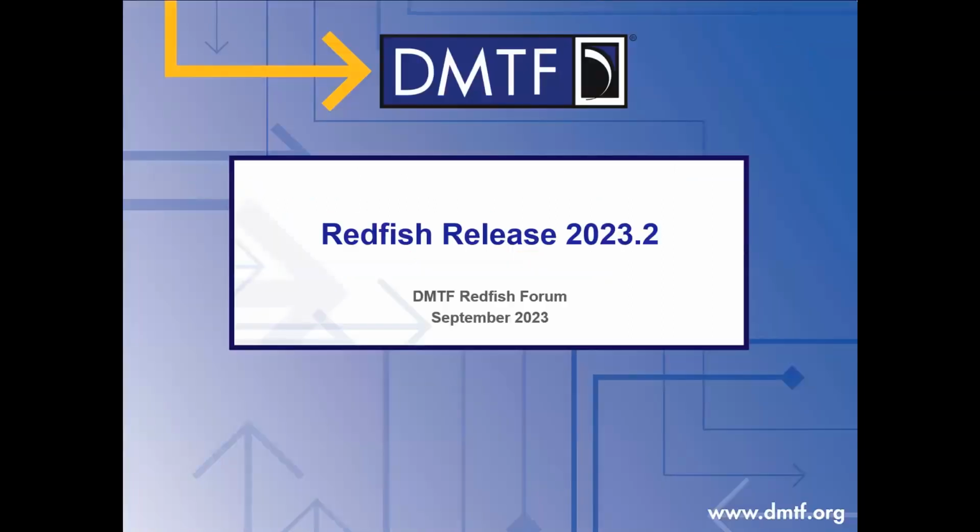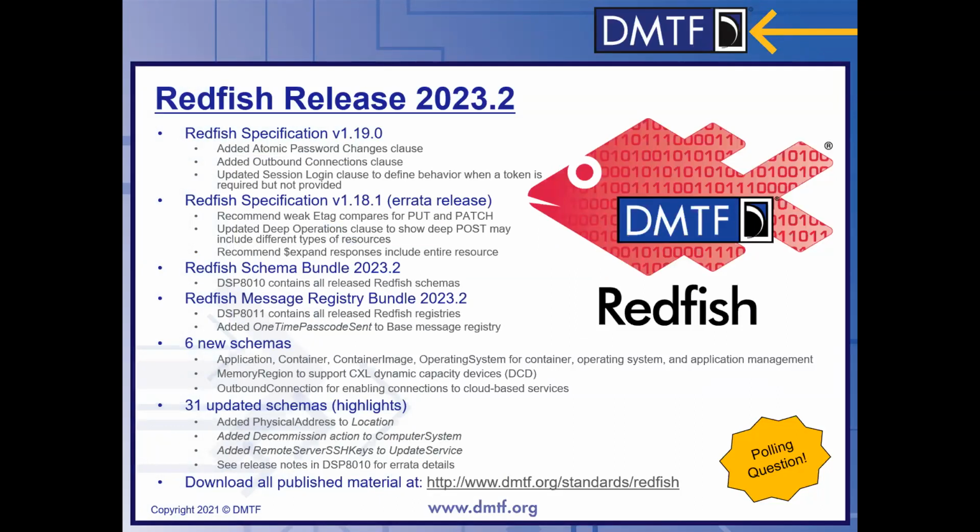We'll jump right into the material for what came out with the 2023.2 release. As general highlights, we published a new minor version of the Redfish specification. We added language in the spec with regards to how to handle atomic password changes. We also added a new clause about using outbound connections to go through firewalls to remote clients that can't otherwise communicate directly with a Redfish service. We also added new statements to session login for when a token is required but was not provided by a user, for cases where multi-factor authentication is enabled and you need to provide a token in addition to username and password.